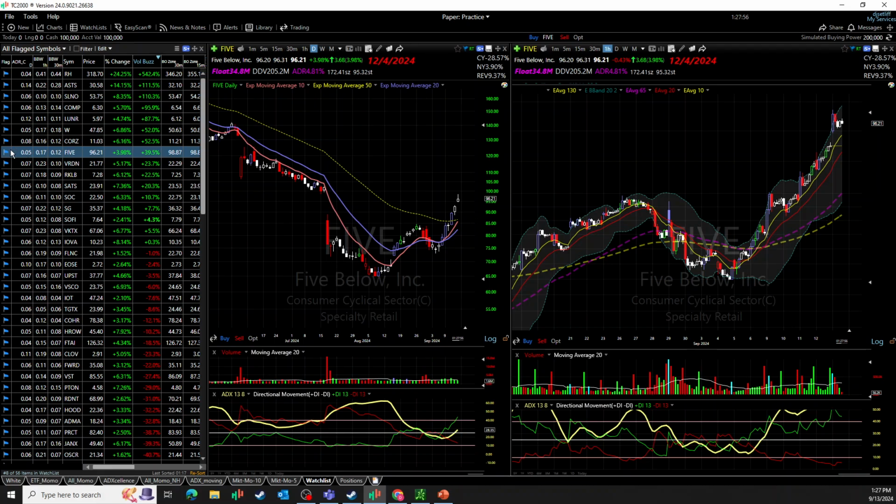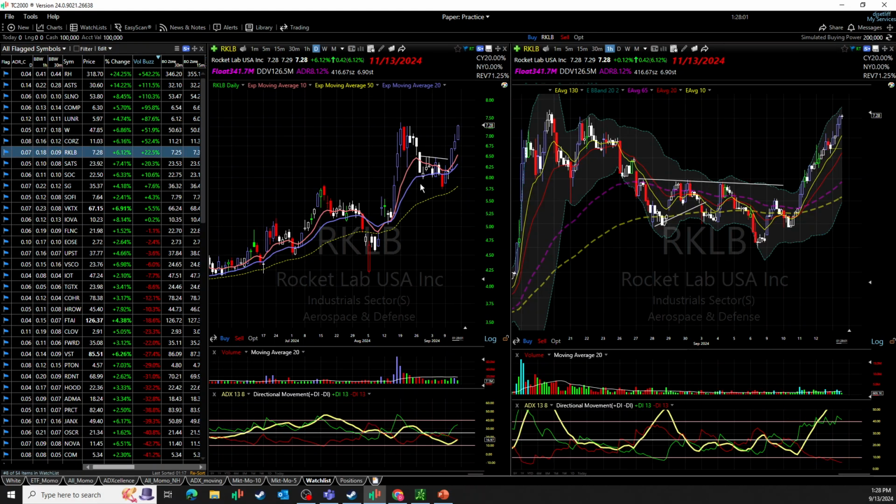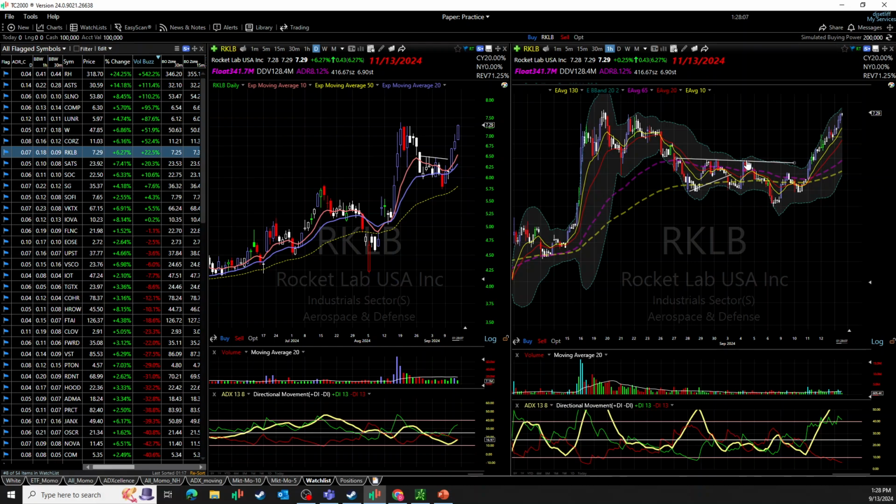This is already up a few days. I actually bought this as it emerged out of this range here. And you can see there's kind of this pivot low. There's a low here and then a higher low. And you can kind of see this pivot that it makes.